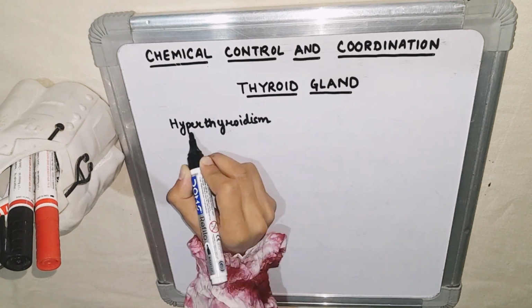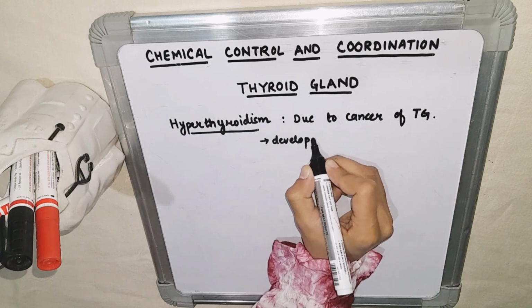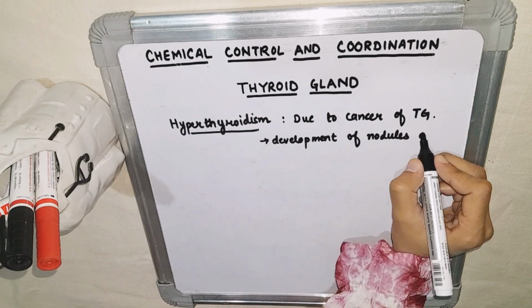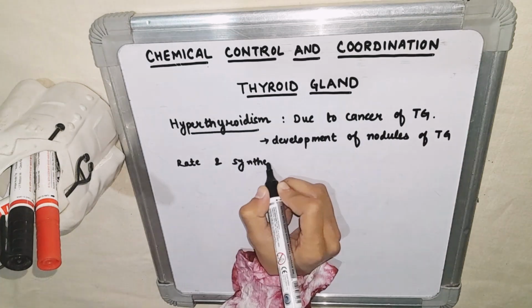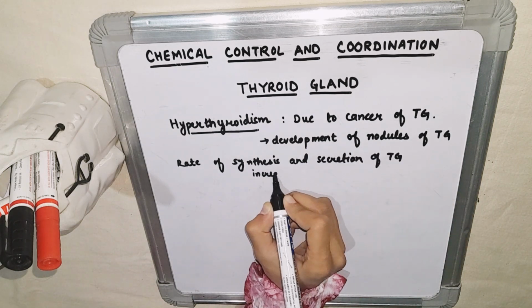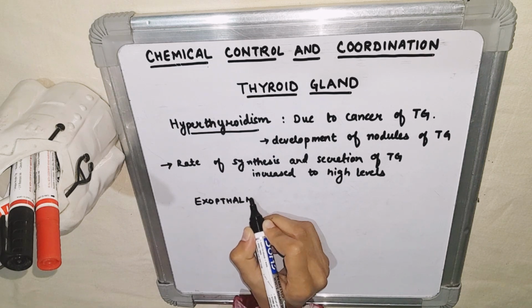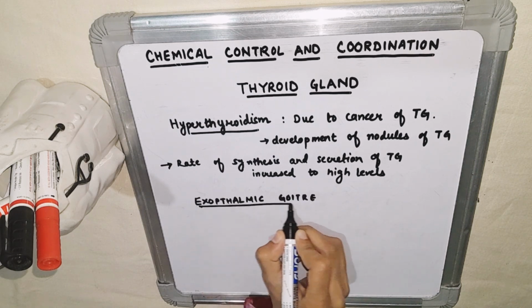Now next is hyperthyroidism, which is due to cancer of thyroid gland. This is due to the development of nodules of thyroid gland, where the rate of synthesis and secretion of the thyroid gland is going to increase to very high levels. These are the main characteristics of hyperthyroidism.